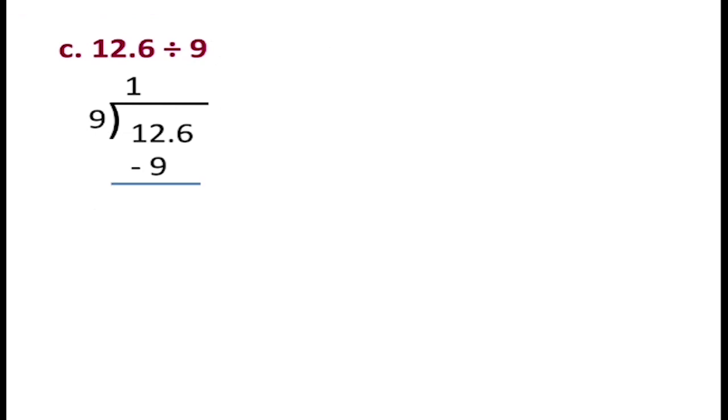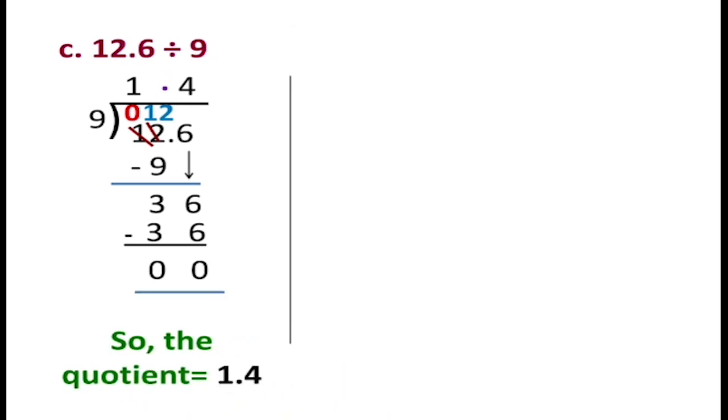So 2 will borrow 1 from this 1, and this 1 will become 0 and this 2 will become 12. Now subtract 9 from 12, you will get 3 here. Then bring this 6 down and put the decimal in the quotient. Now it becomes 36. Now 9 4s are 36, right? 4 in the quotient and 36 here. Then subtract 36 from 36, you will get 0. So the quotient is 1.4.